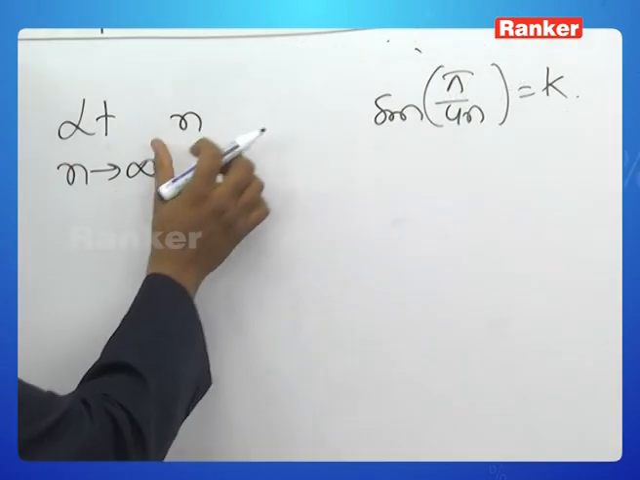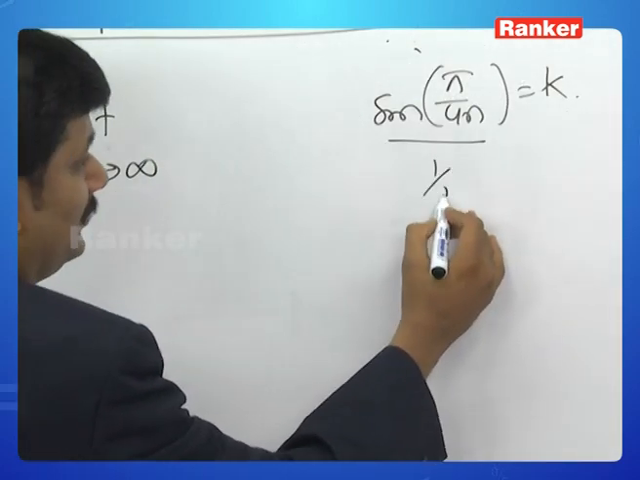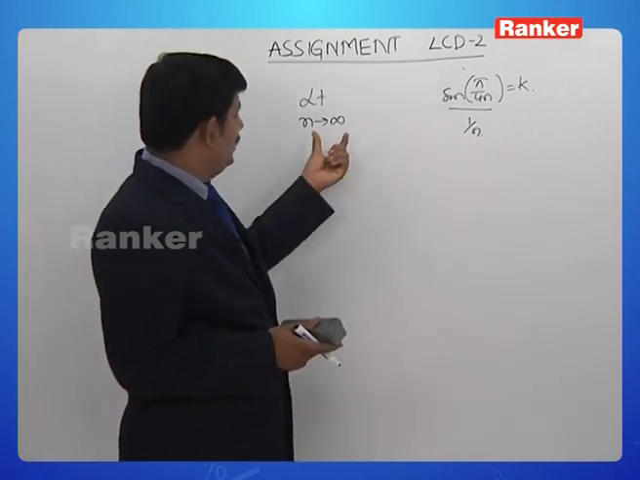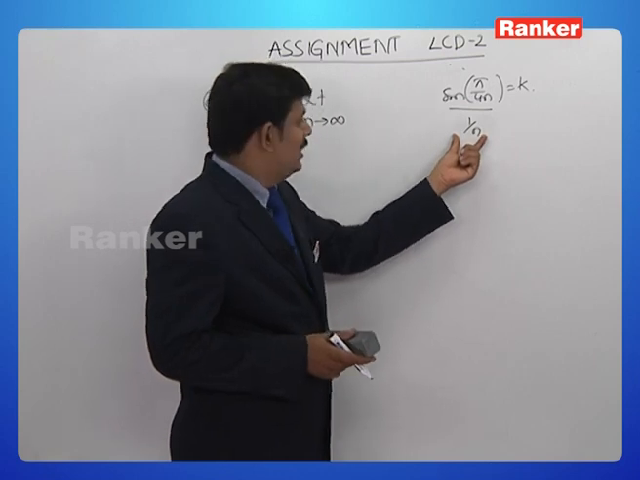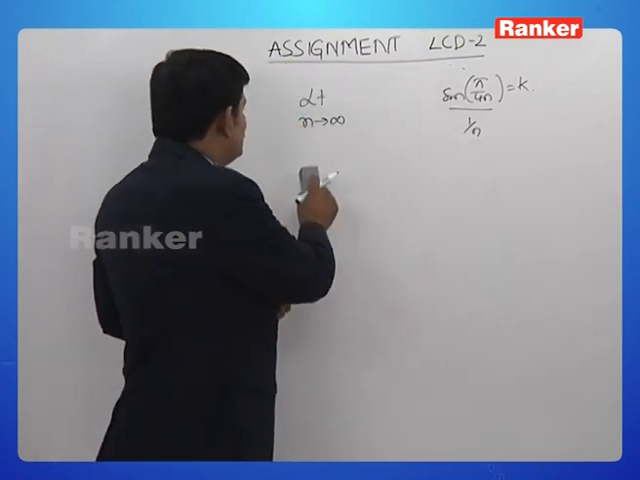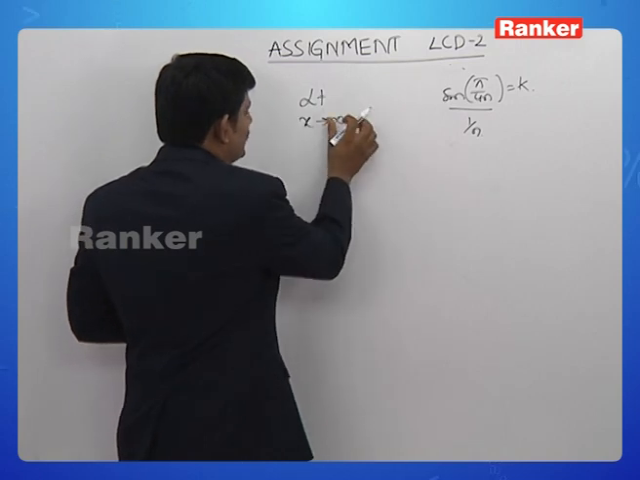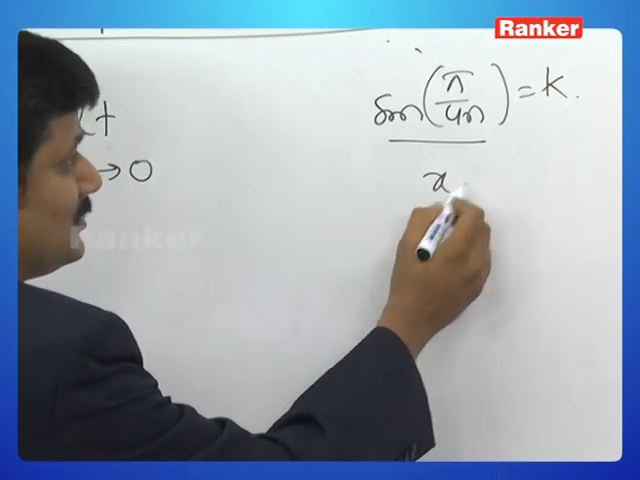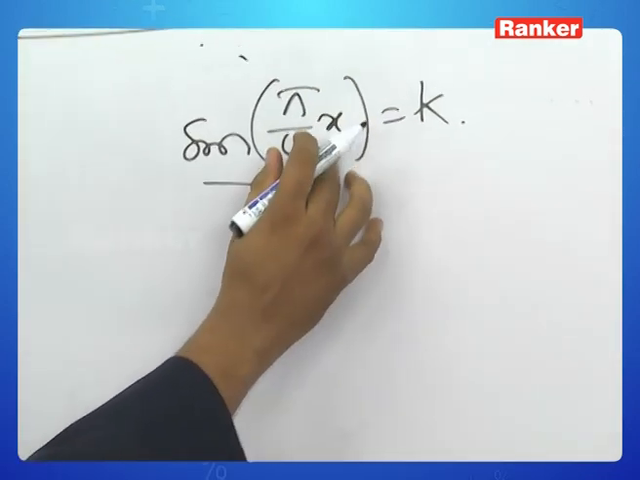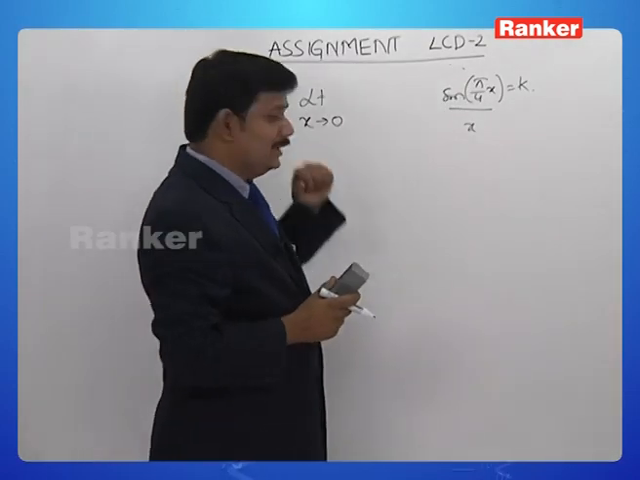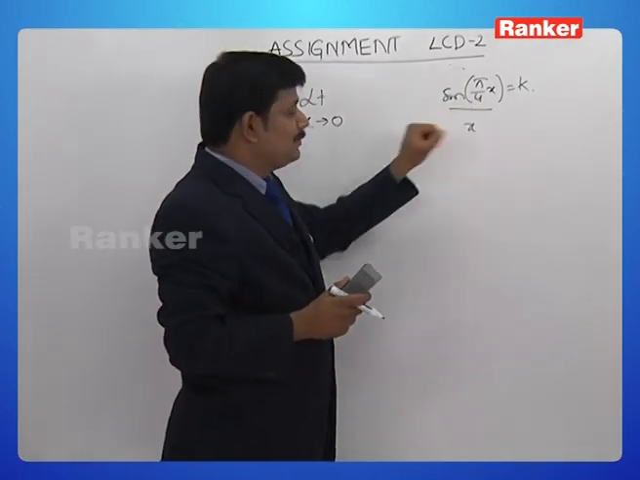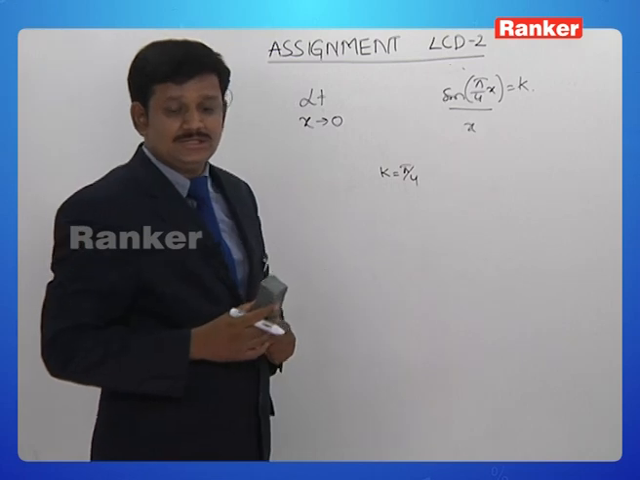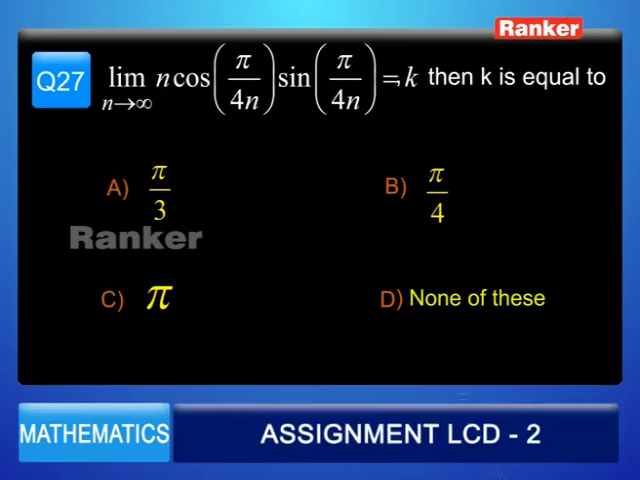As n tends to infinity, this 1 I can write as 1 by n, and 1 by n tends to 0. Now, 1 by n I can see as some x, and as n tends to infinity, x tends to 0. Now, you can see the simple limit x tending to 0 of sin ax by x, which is a. So k has to be pi by 4. So, the answer is pi by 4, which is our option B.